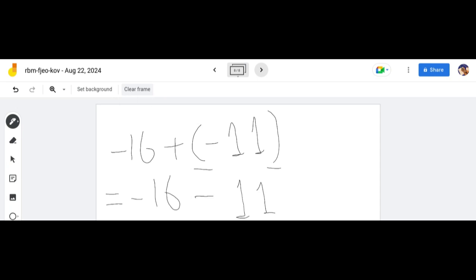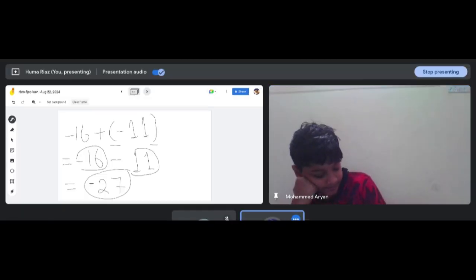So here is another thing. You have to solve this on the number line. You have to start from minus 16 and count 11 steps, then you get the answer minus 27.